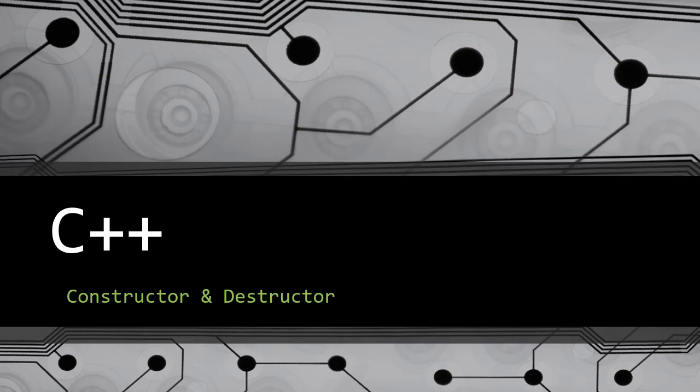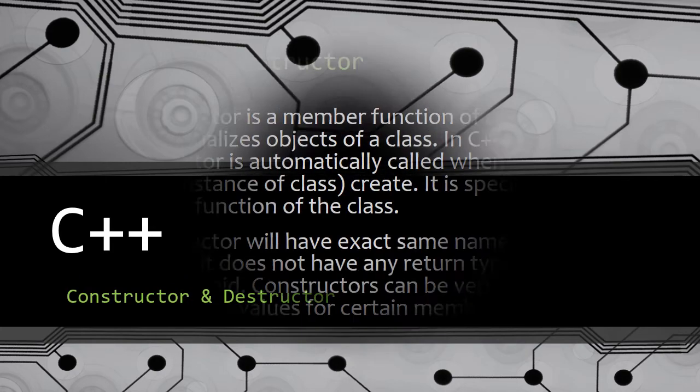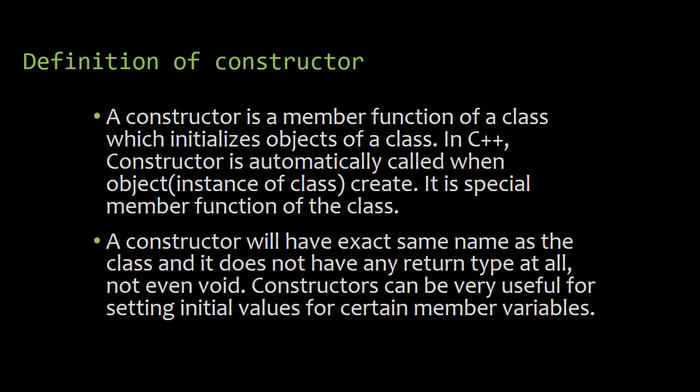C++ constructor and destructor. Definition of constructor. A constructor is a member function of a class which initializes an object of a class. In C++, a constructor is automatically called when an object is created. It is a special member function of a class.